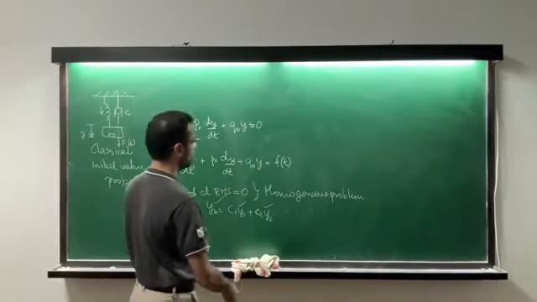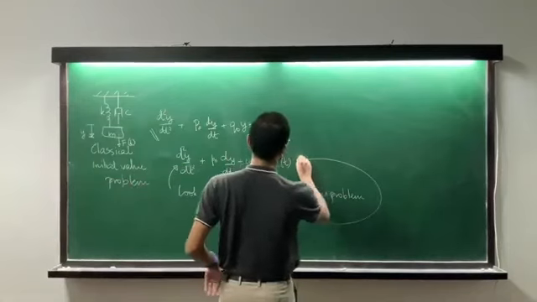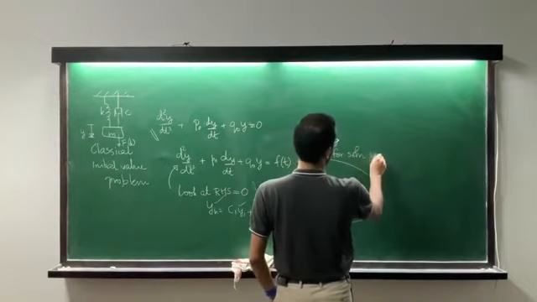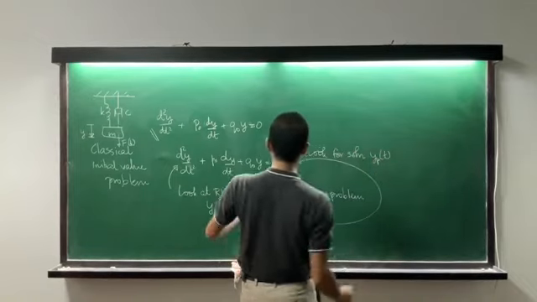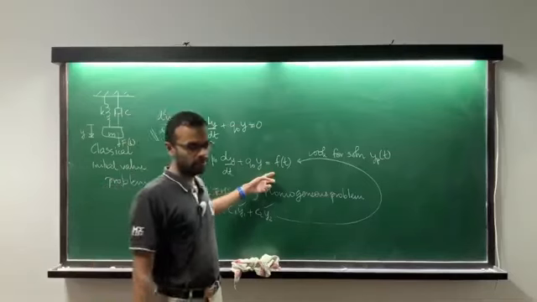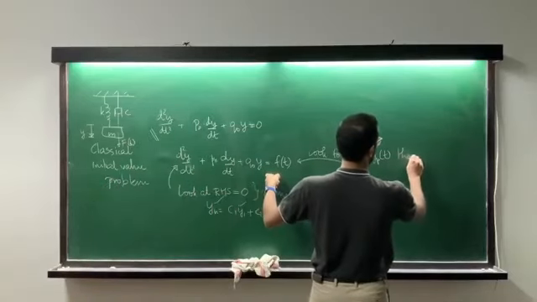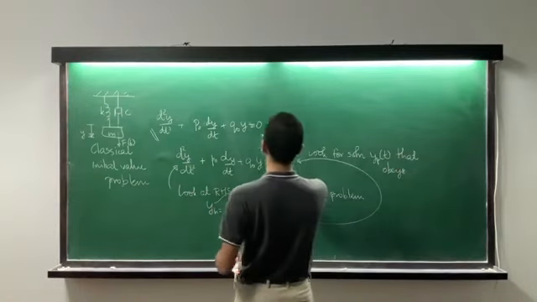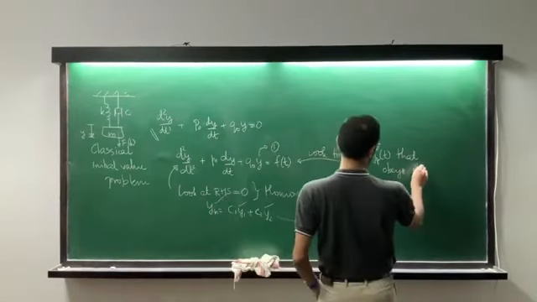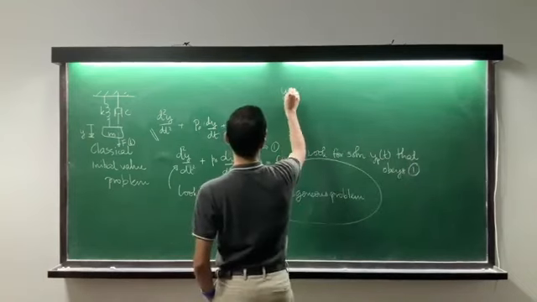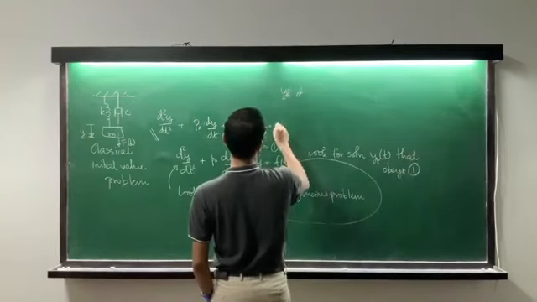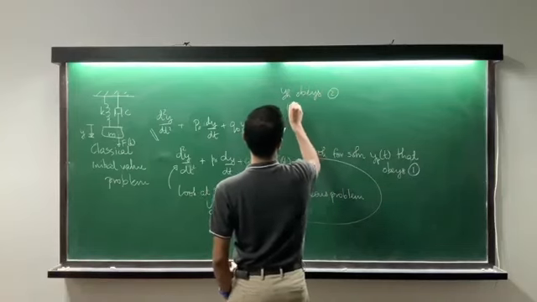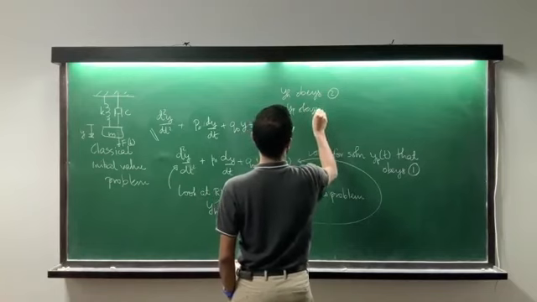And now you look for a solution yp of t that obeys this. Let's call this equation 1. So the yh obeys, let's call this 2, the homogeneous equivalent of this. So yh obeys 2, yp obeys 1.